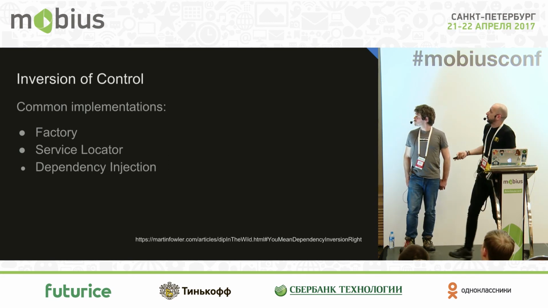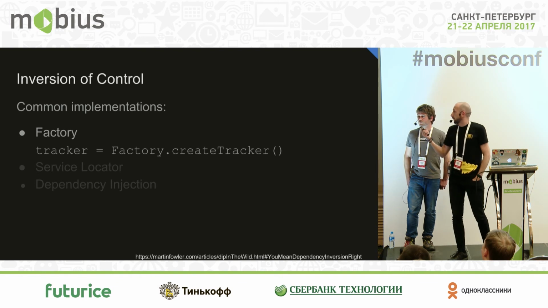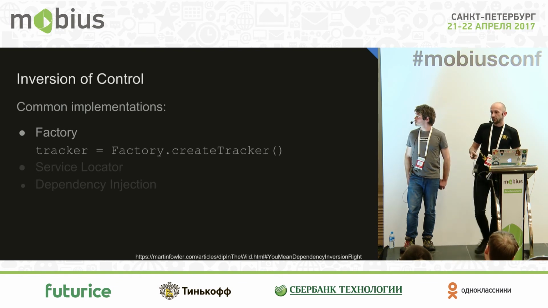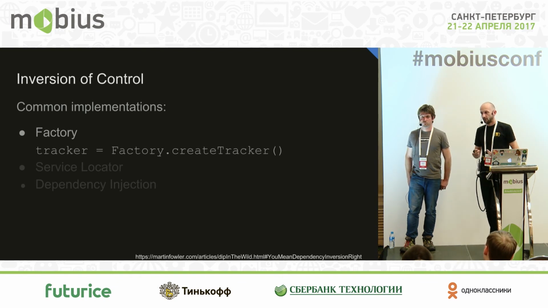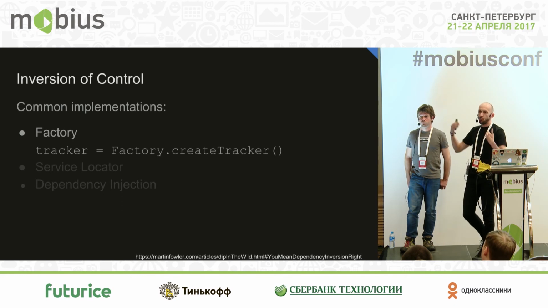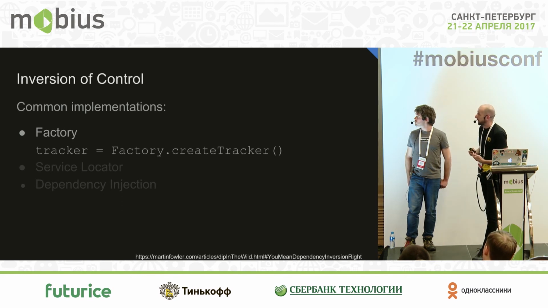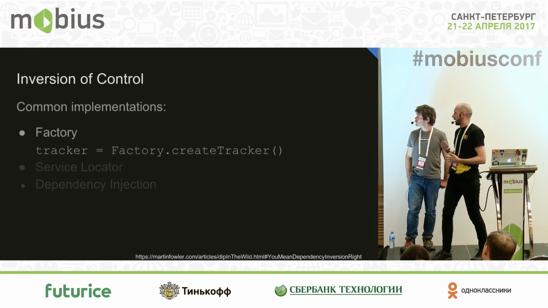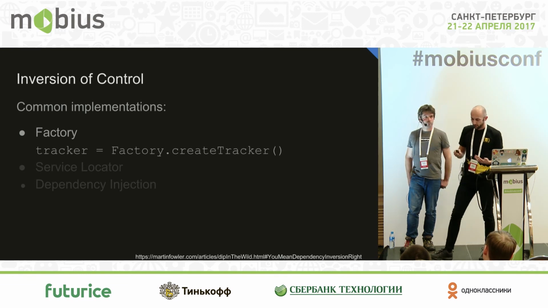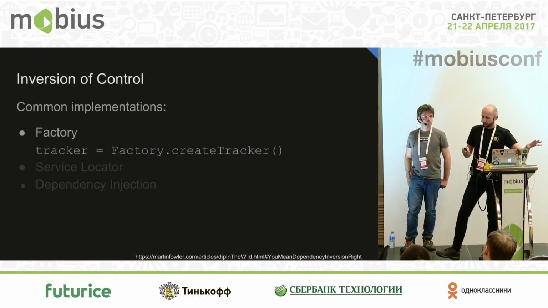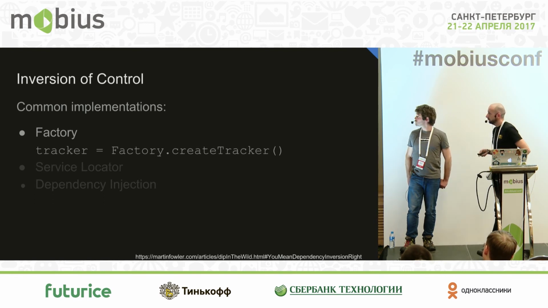A common implementation would be a factory. The tracker could be something like factory.createTracker, and the factory would know how to create an analytics tracker. It could also give me a different one, Google Analytics or whichever other tracker you want to use. So move this out of your activity or any class.